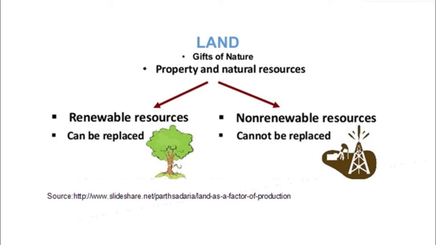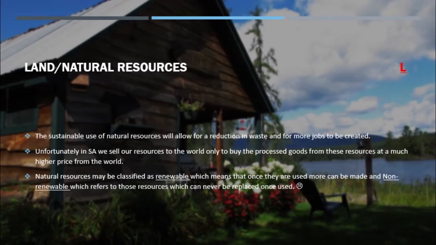And then, with all resources, they have to be used sustainably. We have to think about the people who will come after us. And not only that, we also have to think about the people who live in the country currently who need jobs. Because through the sustainable use of resources, we can reduce waste and more jobs can be created. The biggest unfortunate thing that we do here in South Africa is that we sell our resources to the world only to buy the processed goods back from them at a much higher price.